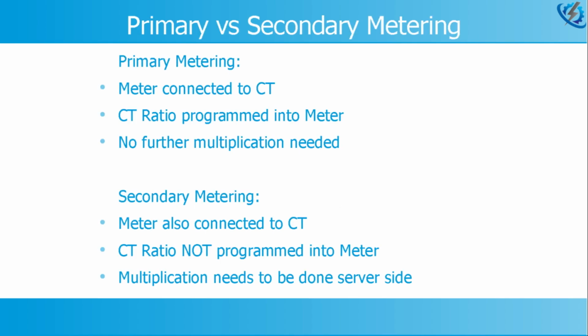This process of using CTs to make the current small, and then programming the ratio into the meter, so that the meter scales it to the correct reading, is called primary metering. Secondary metering is when CTs are used just like with primary metering, but the ratio is not programmed into the meter. So instead of storing 600 amp, the meter stores 5 amp. The system then reads those small values from the meter, and then needs to multiply the readings on the system side.